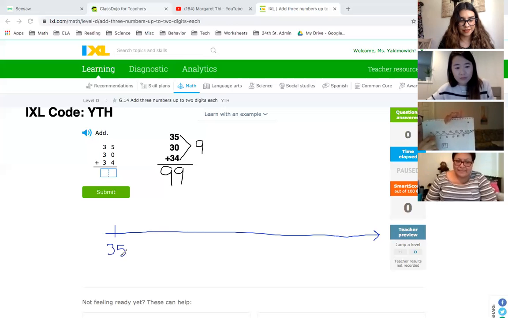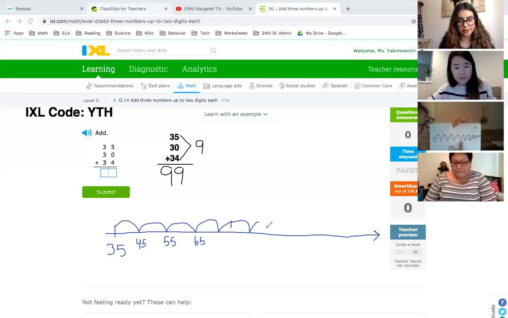jumped 3 tens, so then I know 35 plus 10 is 45, and then another 10 is 55, another 10 is 65. And I know that 34 is another group, 3 groups of 10. So I did another 10, another 10, and another 10. So then 35, 45, 55, 65, and then 75, 85, and 95. And then I know I have 4 ones left. And so I counted onward by 1.